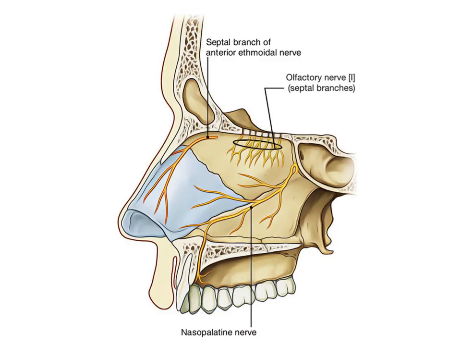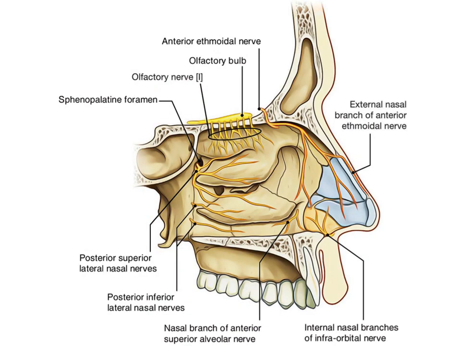Nerve supply is also very important. We have septal branch of anterior ethmoidal nerve. We have olfactory nerve, septal branch. This is the nerve supply of the nasal septum, and we have nasopalatine nerve coming from sphenopalatine foramen. As far as the lateral wall of the nasal cavity is concerned, we have anterior ethmoidal branch, we have olfactory nerve, we have nasopalatine nerve.